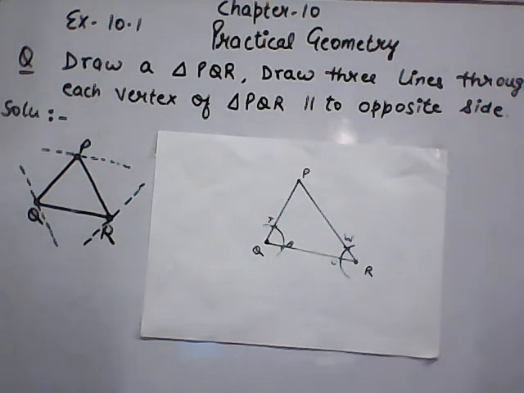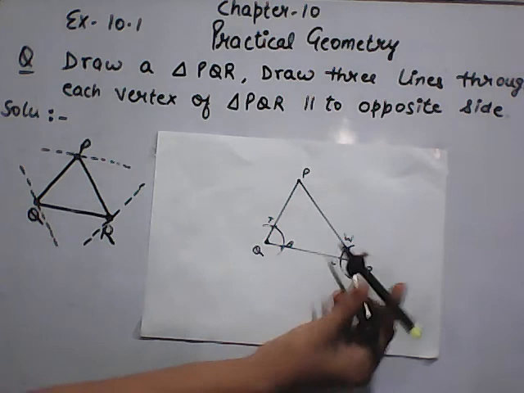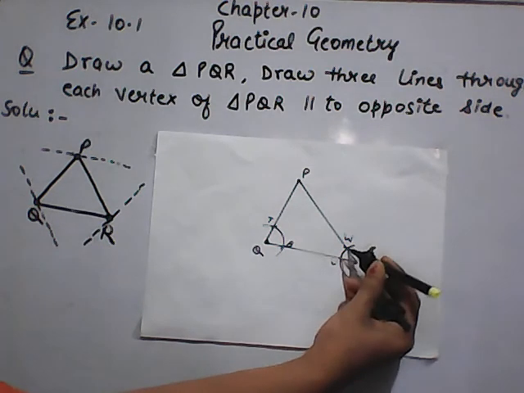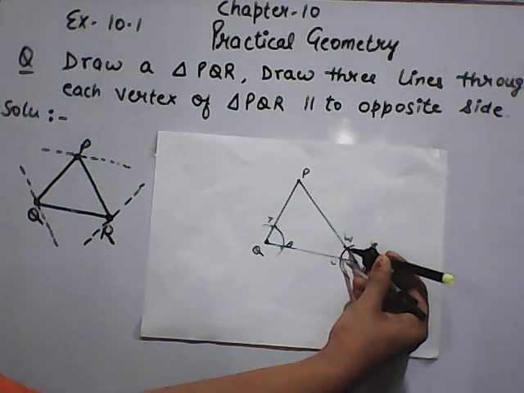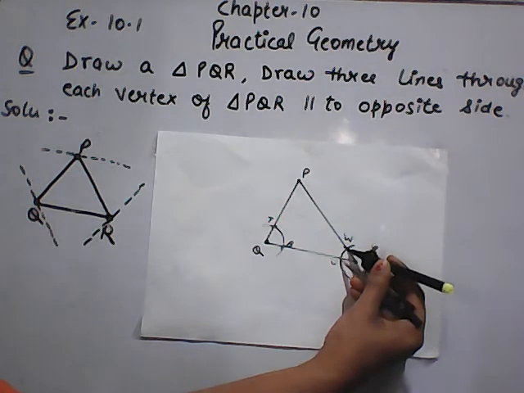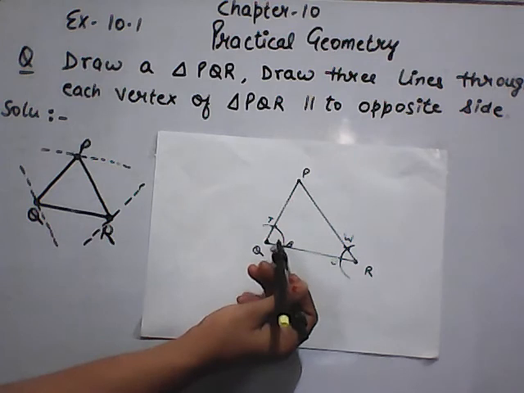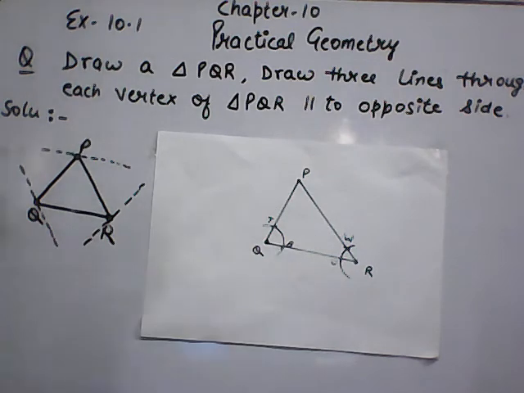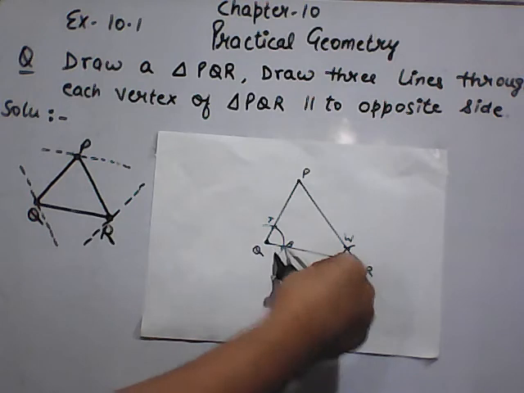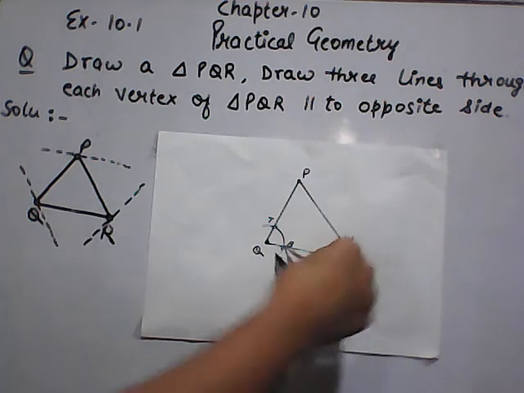Now, you have to make alternate interior angles. Measure the radius WU with the help of compass. With the same radius, take B as center and draw an arc in such a way.